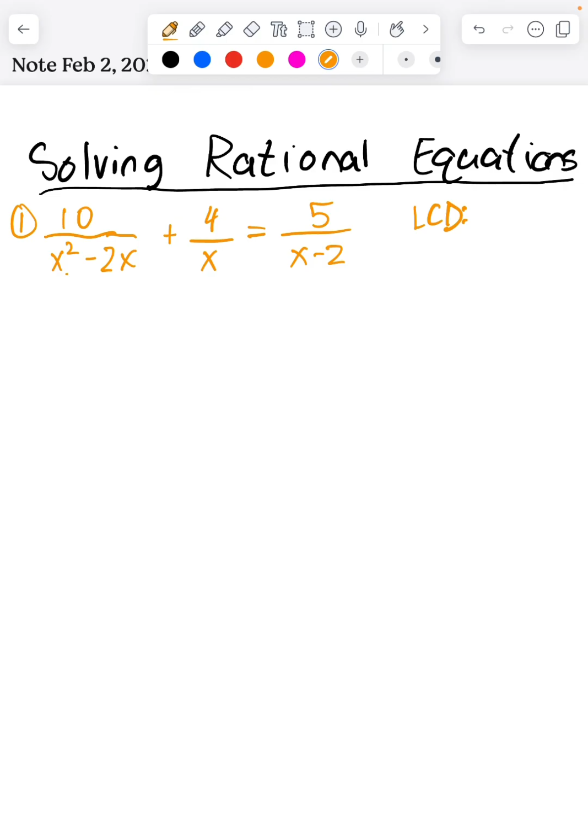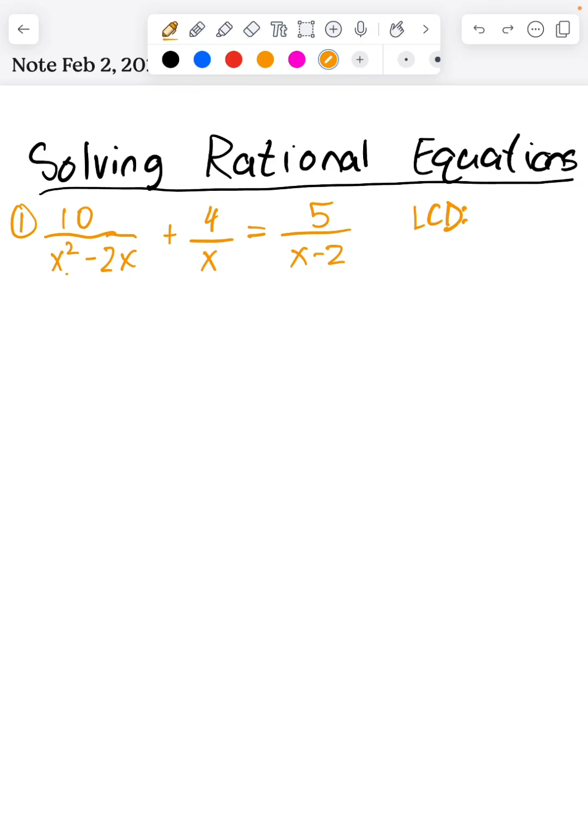So a couple of things we have to do to solve rational equations. We want to get rid of the denominators, and to do that, we have to multiply each term here, this term, this term, and this term, by the LCD to get rid of the denominators, or that will make our life complicated. To multiply everything by the LCD, we have to find the LCD.